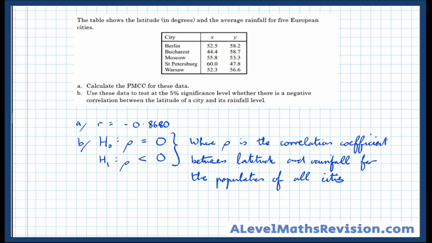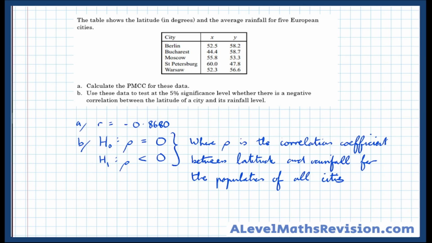And it's important to use the word population there. When I refer to population here, I don't mean the people living in a city, I mean the cities themselves. All the cities in the world are the population of our experiment. So rho is the correlation coefficient between the latitude and rainfall for the population of all cities. There we go, we've got the marks there.